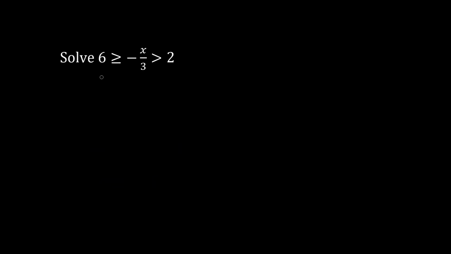Let's multiply each of these three parts by -3. When we multiply by a negative, we flip the inequality symbols. 6 times -3 is -18. And when we multiply a negative times a negative, we get a positive. Negative x over 3 times -3 is positive x, because the 3 in the numerator and denominator cancel. What is 2 times -3? We have -6.